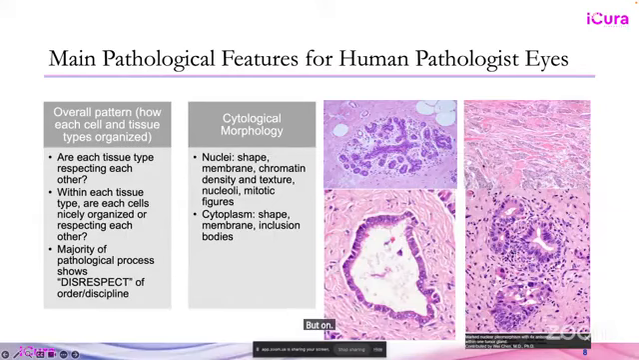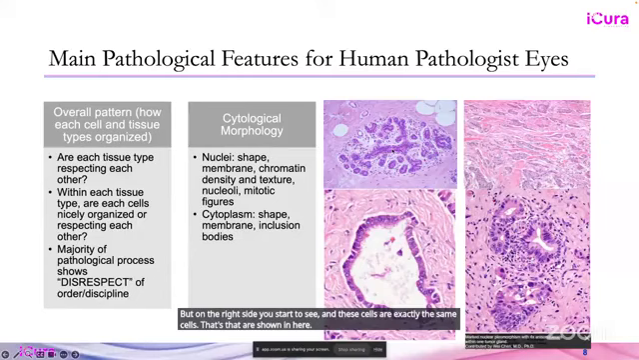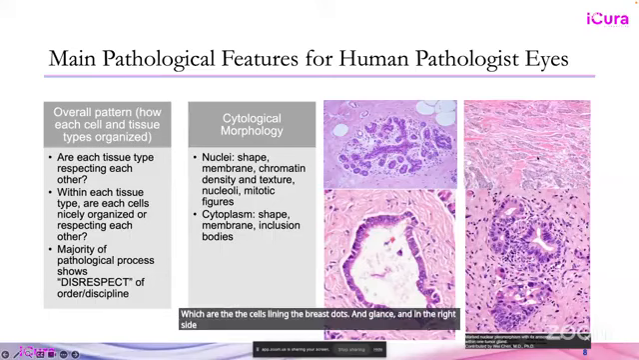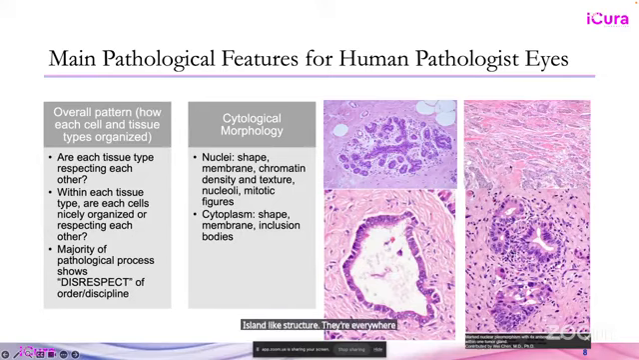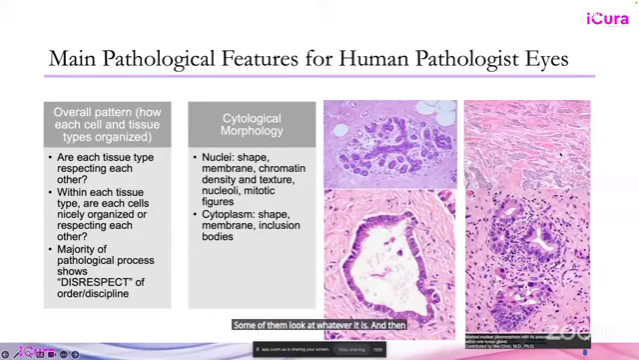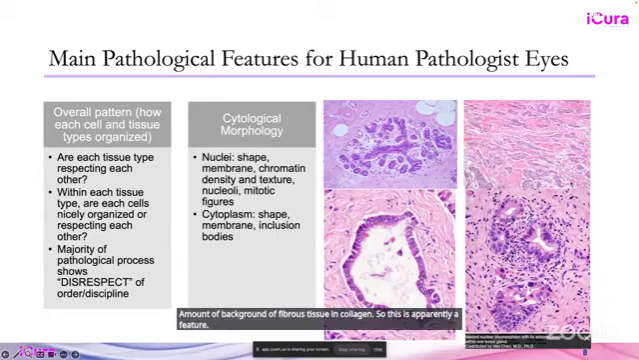But on the right side, and these are exactly the same cells, the cells lining the breast ducts and glands, apparently they're not in any contained, oval island-like structure. They're everywhere, and their shape is all kinds of shapes. Some of them look like a fish, some look like whatever it is. And they're haphazardly arranged among the background of fibrous tissue and collagen. So this is apparently a feature of malignancy.